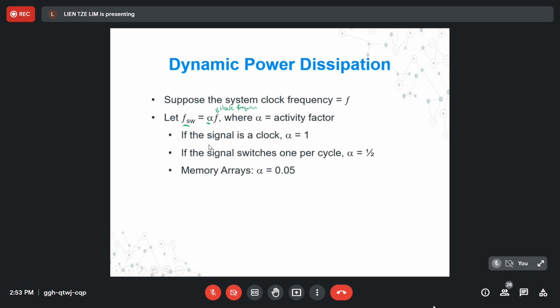If the signal is a clock, it means the activity factor is 1. If the signal switches once per cycle, the activity factor will be half. And for the memory array, the activity factor is 0.05. So for different applications, the activity factors will be different.